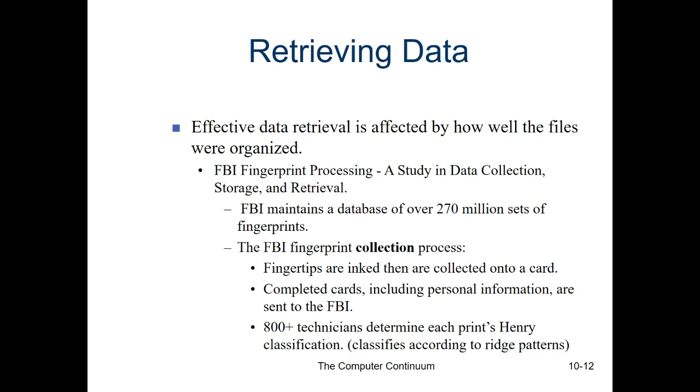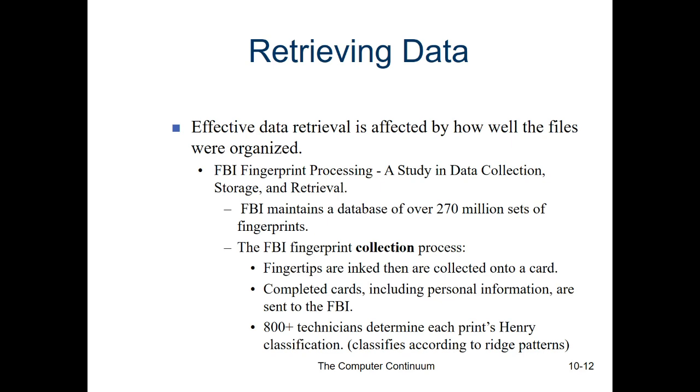And then the second thing is retrieving data from the database. Once the data is stored in the database, the second important thing is how we can retrieve the data effectively. Effective data retrieval is affected by how well the files are organized. The more organized the files are, the easier it becomes to fetch or retrieve data. For example, FBI fingerprint processing is data collection, storage, and retrieval. The FBI maintains a database of over 270 million sets of fingerprints, and there is a separate way through which they are collected.